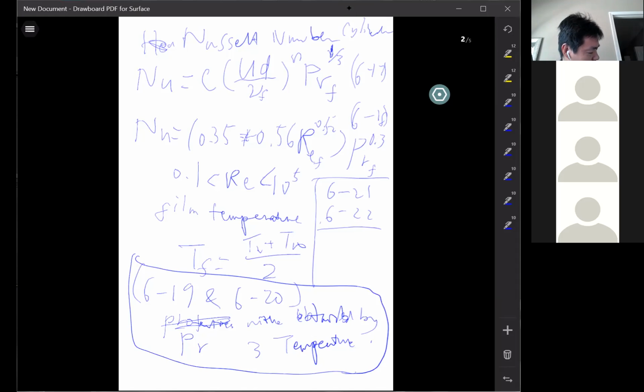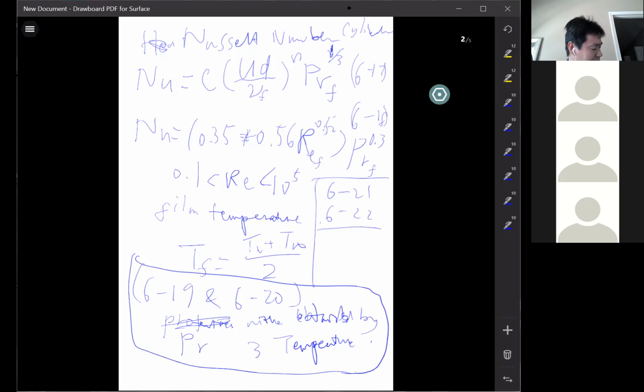Here, equation 6.21 and equation 6.22, be very careful. Their Nusselt number is evaluated with properties from the fluid temperature, not the film temperature. That's why the Nusselt number here is just Nusselt number, not Nusselt number F. So what if it's Nusselt number DF? That was one of them. I think this is a typo or whatever.